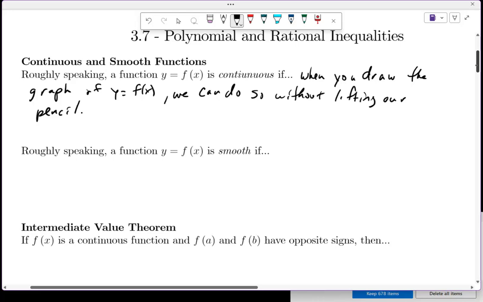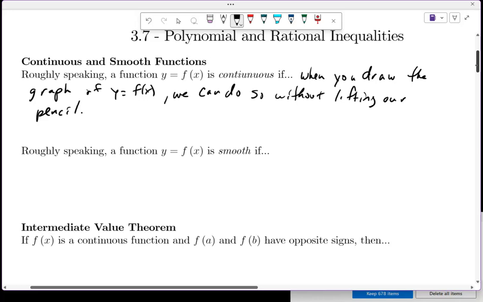Okay? That's roughly speaking what we mean by continuous. So those rational functions, those last ones we just graphed, are those continuous functions everywhere? No, because we had to lift up our pencil to go from one side of a vertical asymptote to another, right? So those are not continuous.